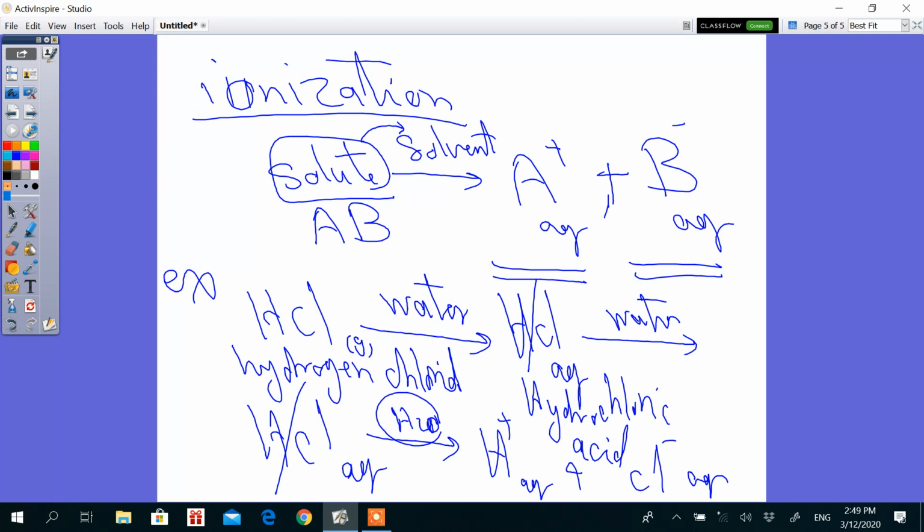We must know a new concept related to the formation of ions. It is called hydronium ions. Hydronium ion, it is called H3O positive.